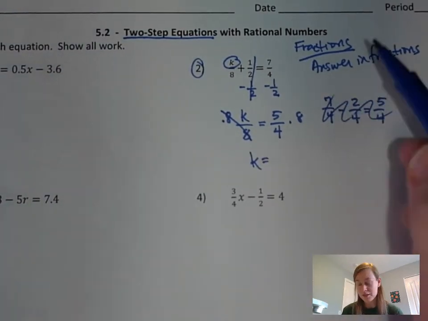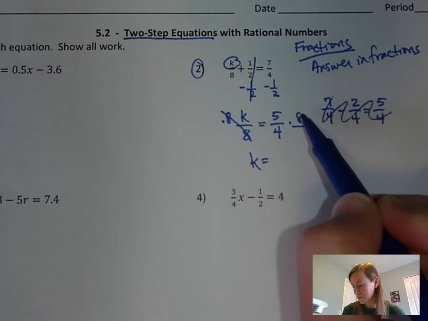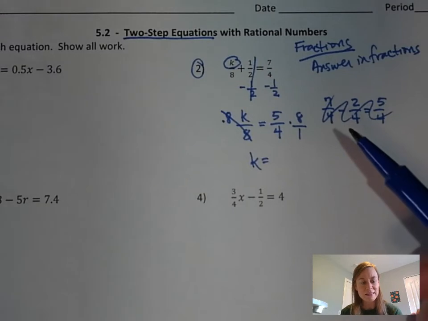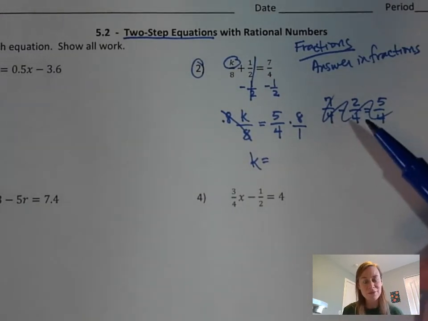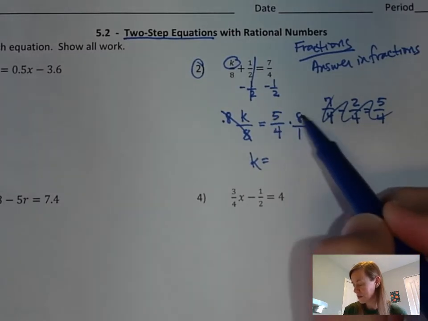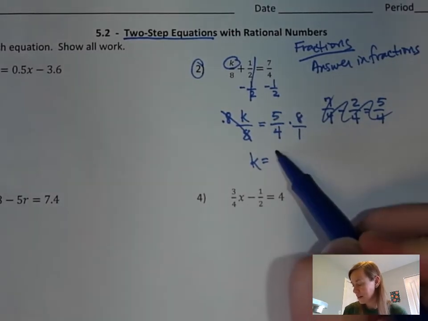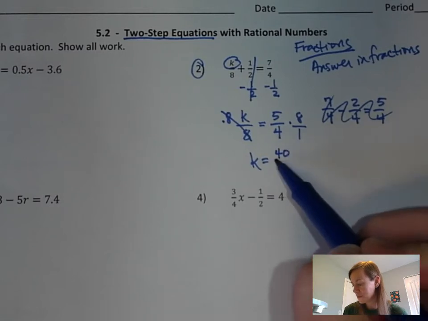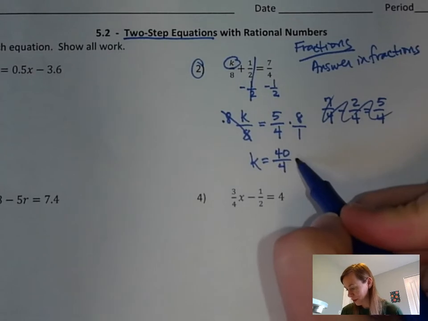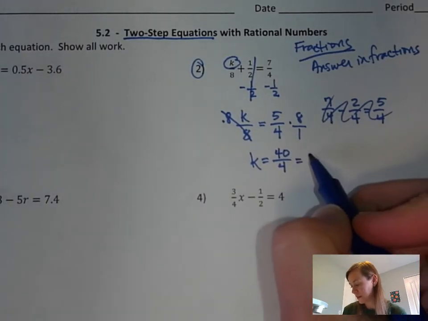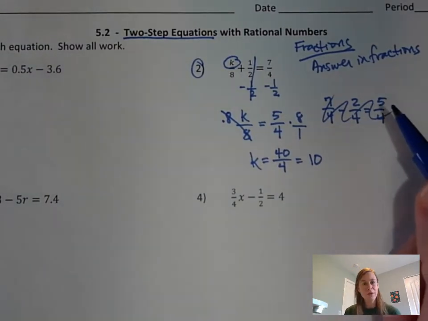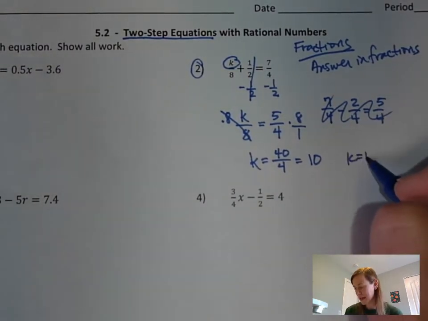When you're multiplying fractions, you need to have a denominator, but any whole number you can just put over 1. So if you had a regular old 8, that's the same thing as 8 over 1. If you had 5, that'd be the same thing as 5 over 1. So we put the 8 over the 1, and now we just multiply across. 5 times 8 is 40, and 4 times 1 is 4. And I believe that is going to simplify quite a bit more, and we're just going to get 10, because 40 divided by 4 is 10. Okay, so your answer there is k equals 10.